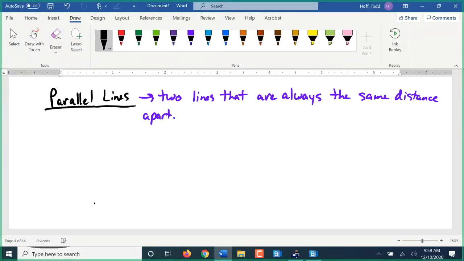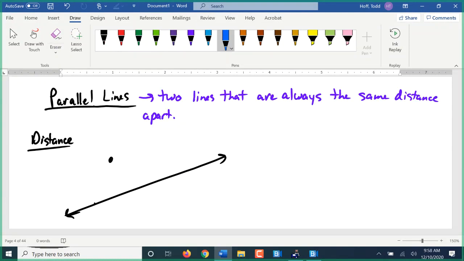But let's talk first about measuring distance. We'll start with a line and a point. If I want to measure the distance from that point to the line, that distance is always measured perpendicular to the line.